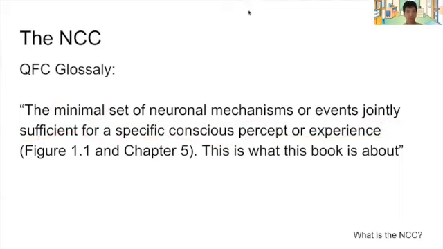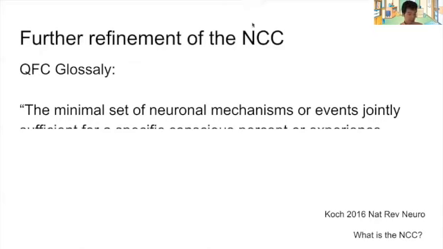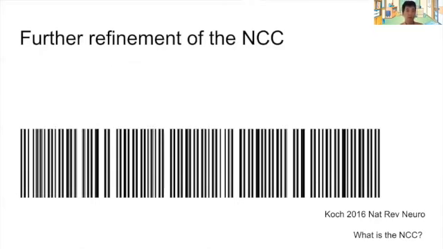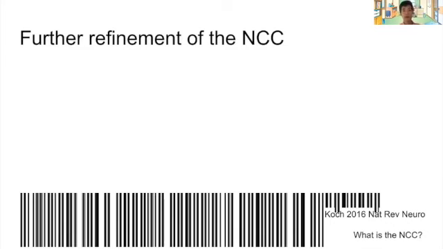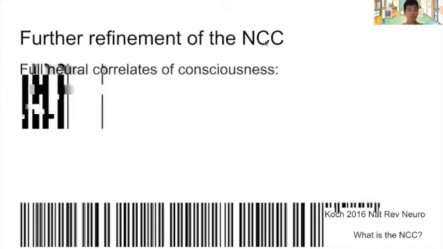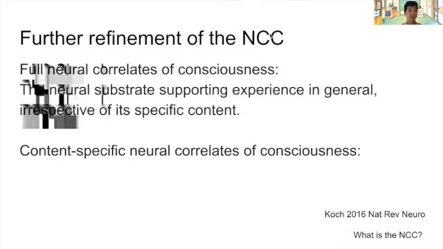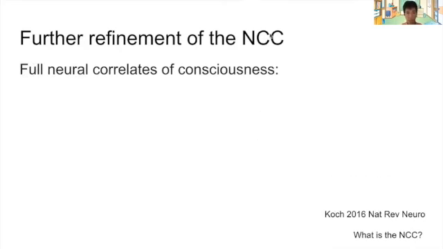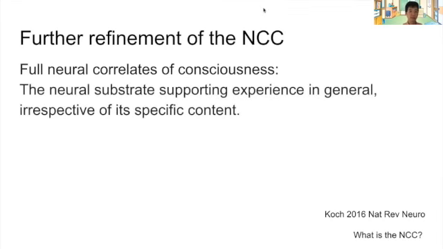Okay. But this level of the definition of NCC has encountered lots of criticisms and further refinement as the science of consciousness proceeded, and arrived at the following refinement of the NCC definition. So first is the full neural correlates of consciousness, full NCC, and that's the neural substrate supporting experience in general, irrespective of its content.